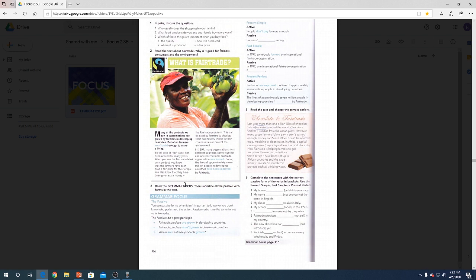Read the grammar focus, then underline all the passive verb forms in the text.